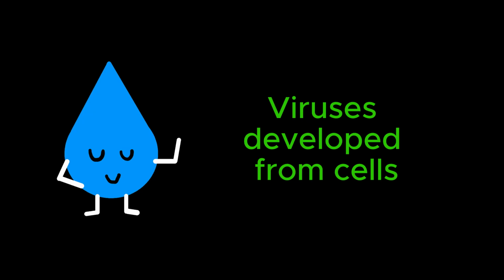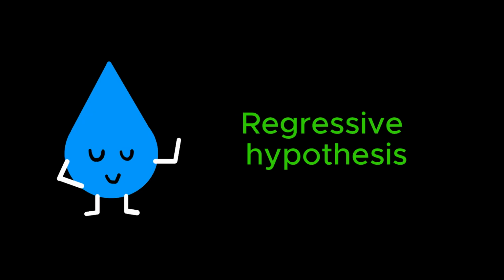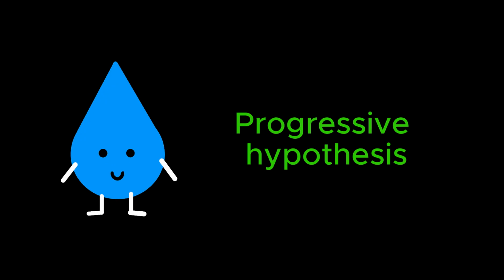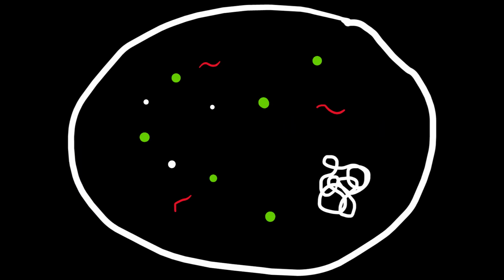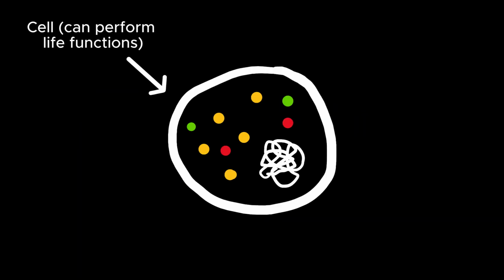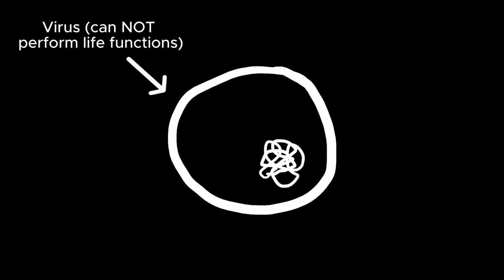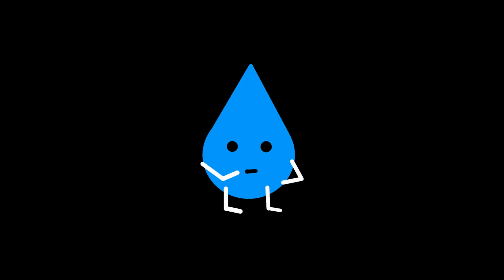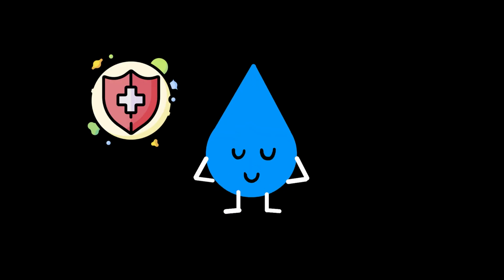What we think now is that viruses developed from cells. There are 2 hypotheses as to how: the progressive and regressive hypothesis. The progressive hypothesis states that viruses arose by taking parts of cells for themselves. The regressive hypothesis states that viruses were once cells that gradually lost cellular components. So now that they're not alive, you can't kill them. You can't technically kill a virus, but your immune system can destroy them.